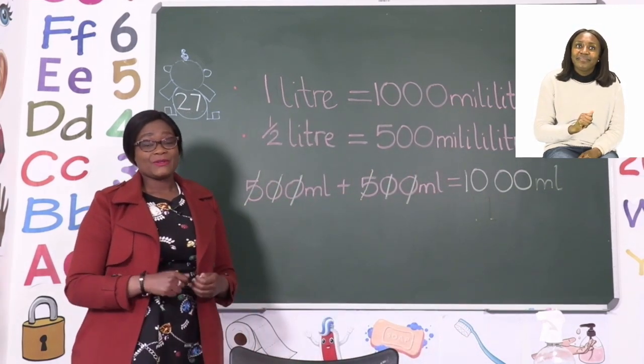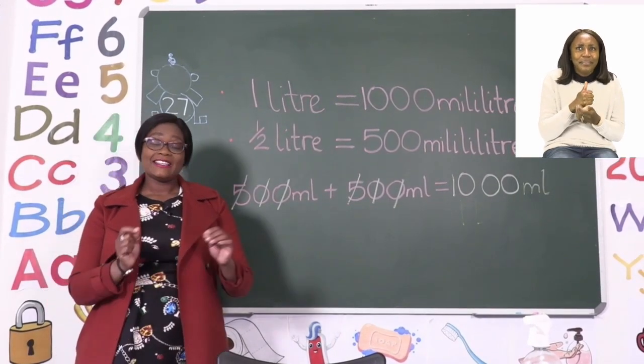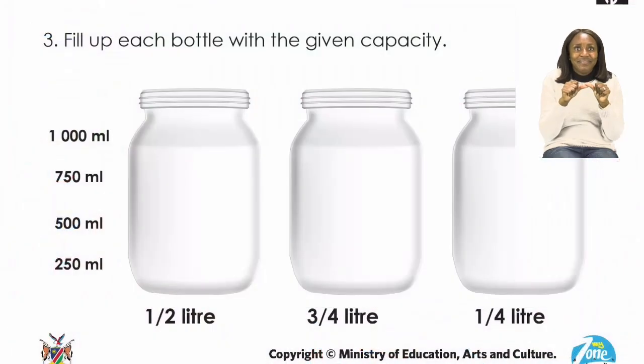So be careful, boys and girls, when you're adding. Make sure you look carefully at the zeros. Now let's go to the bottom of the exercise to complete it. Number 3 says, fill up each bottle with the given capacity. You can see on the side, our jars, they end at 1,000 milliliters. Now, with each one, you can see that we have been given numbers at the bottom.